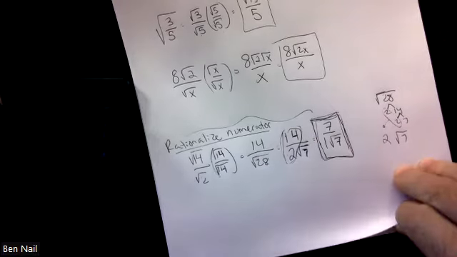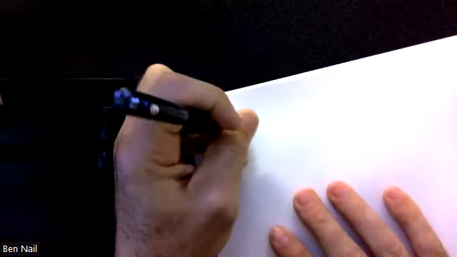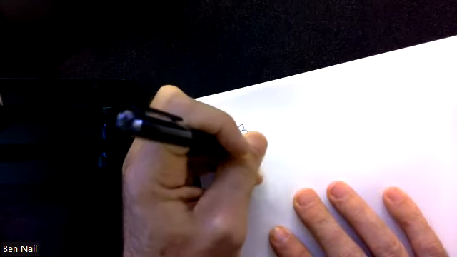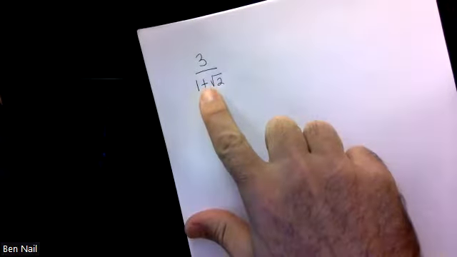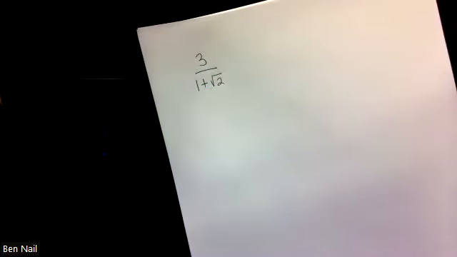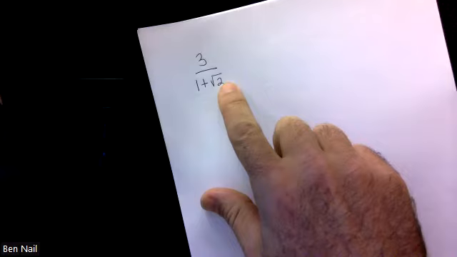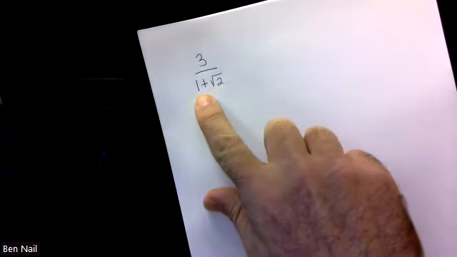Now, the trickiest problems of these are ones where they have addition and subtraction in them. For example, 3 divided by 1 plus the square root of 2. Once you have addition and subtraction, that adds some difficulty to this. All right. To get rid of the radical, you can't just multiply by the square root of 2, because if we distribute, that'll get rid of the radical there, but then you're going to multiply it by 1 and you're going to get another square root of 2. So that's not really helpful.